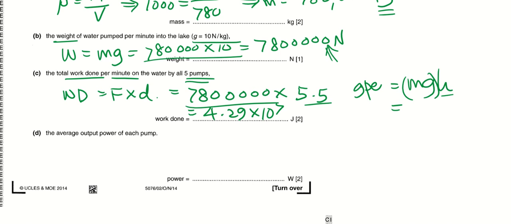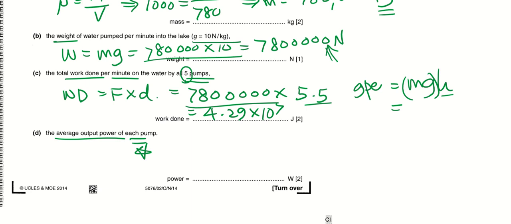Okay, so now they want us to calculate the average output power of each pump. So this is something to be taken note of. Over here they are asking for the total work done by all 5 pumps. But now they want the average output power of each pump. So later we need to make it per pump.